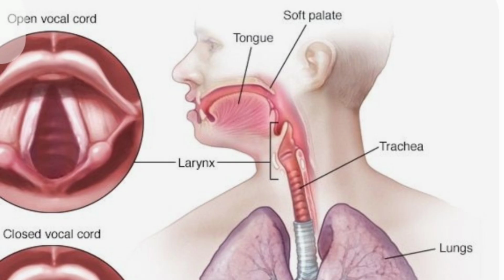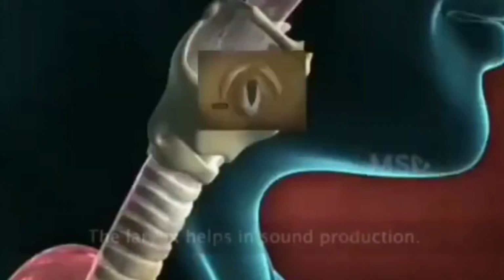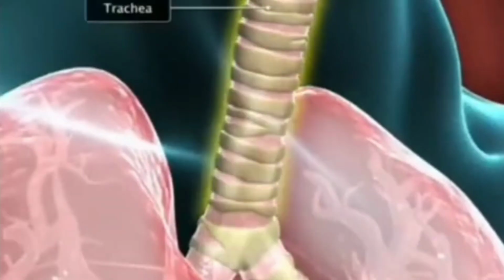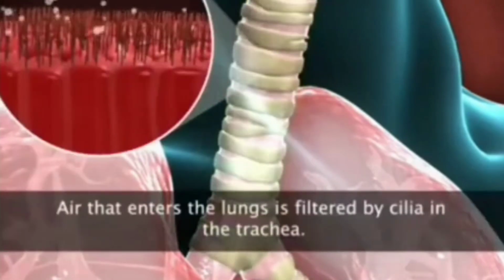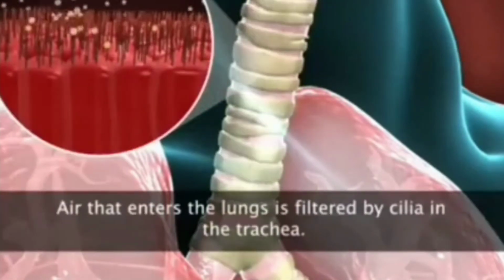Trachea, the windpipe. The trachea is a straight tube that connects the larynx to the bronchi. Key features: it is supported by C-shaped cartilaginous rings. The rings prevent collapse of the trachea. The inner lining has cilia and mucus. Cilia move trapped dust upward, which is then swallowed or coughed out.